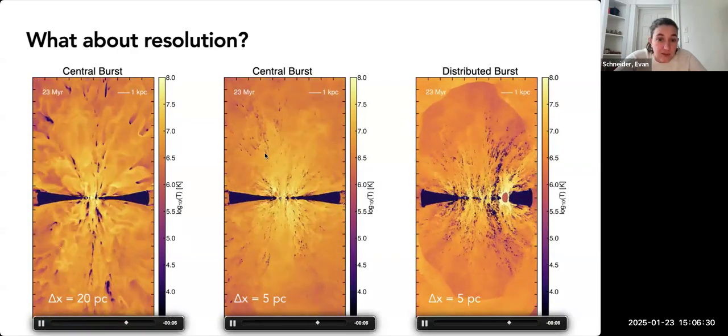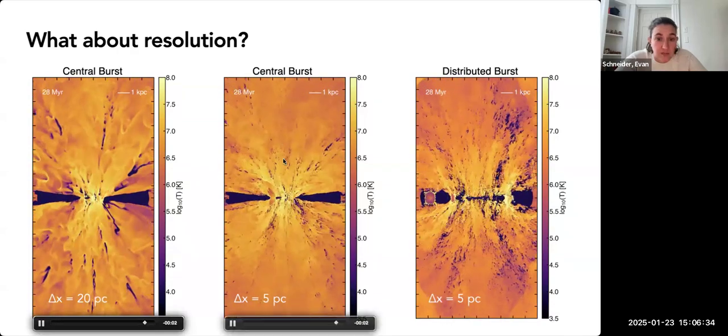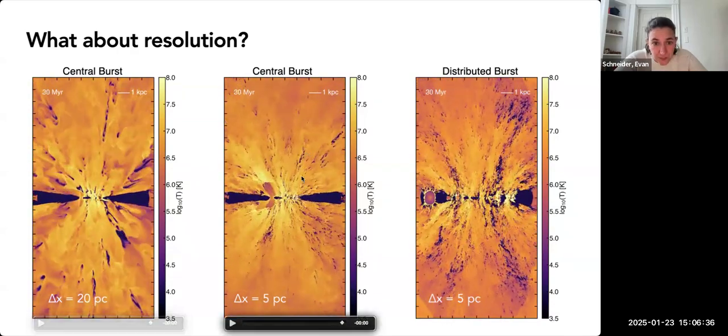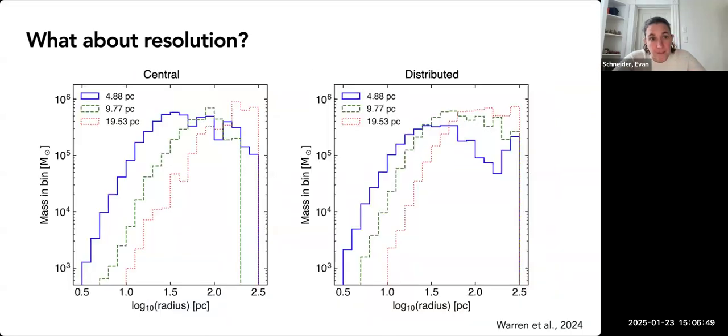And so you can see there are definitely differences between our 20 parsec resolution model and our 5 parsec resolution model. And the question is, do those differences matter? And on what scales can we start to say that we're resolved or converged in certain properties? One way of looking at this is to look at the aggregate statistics.